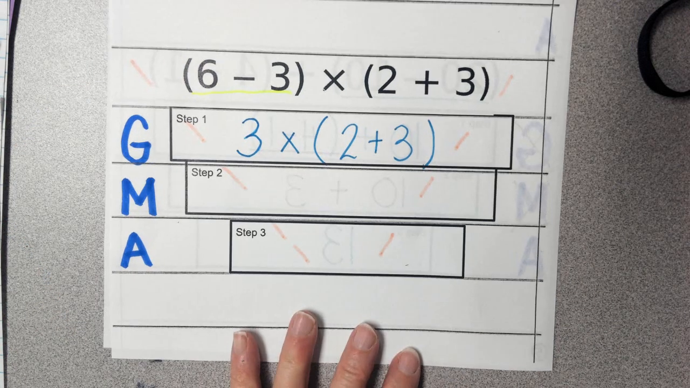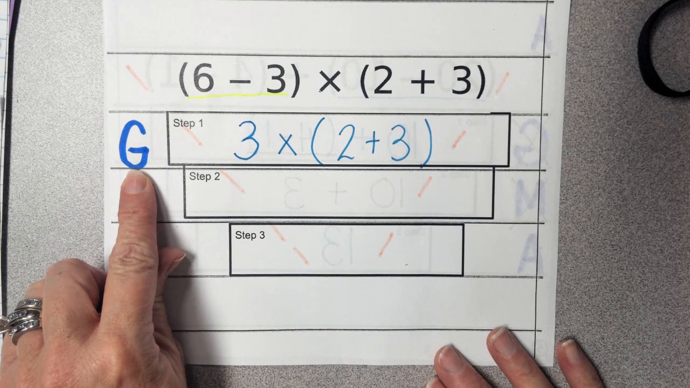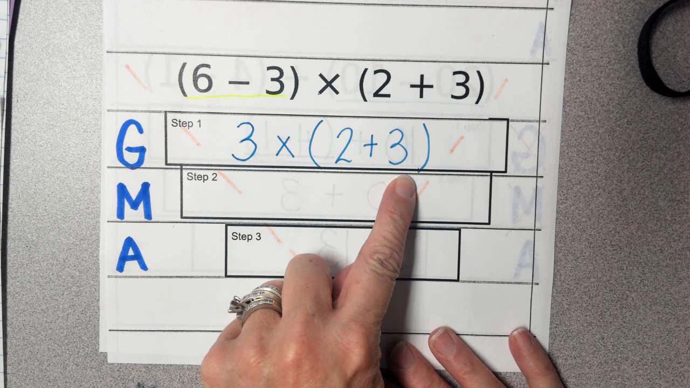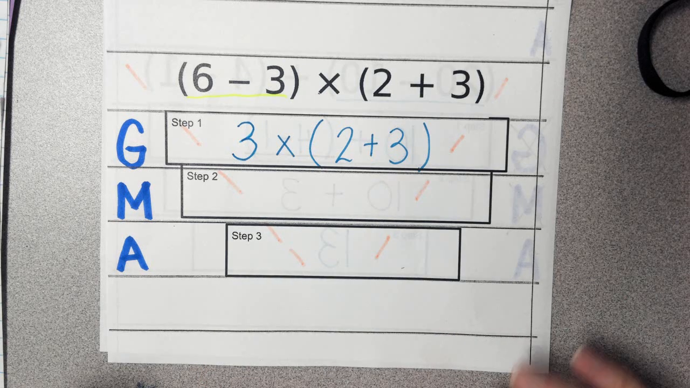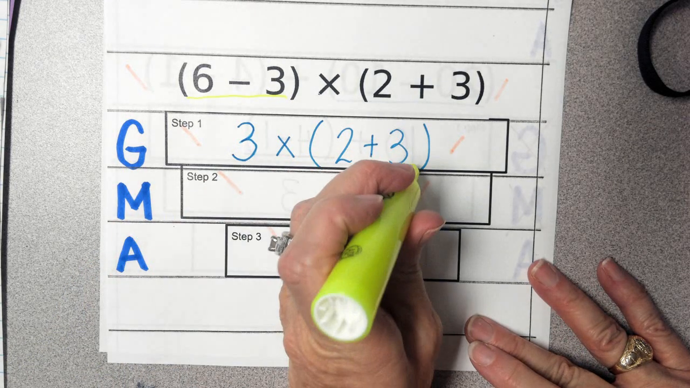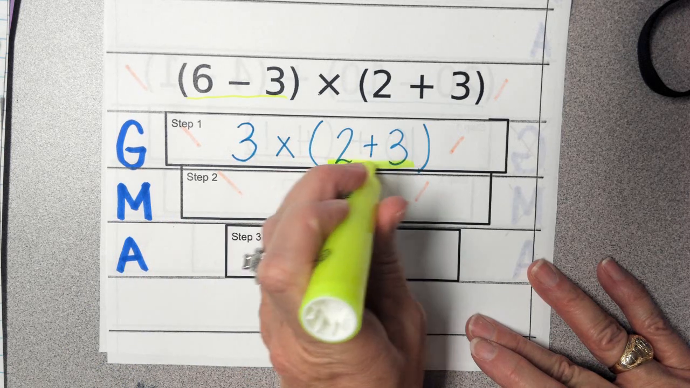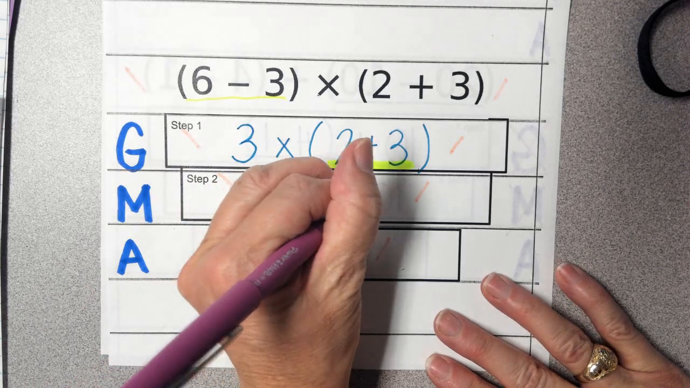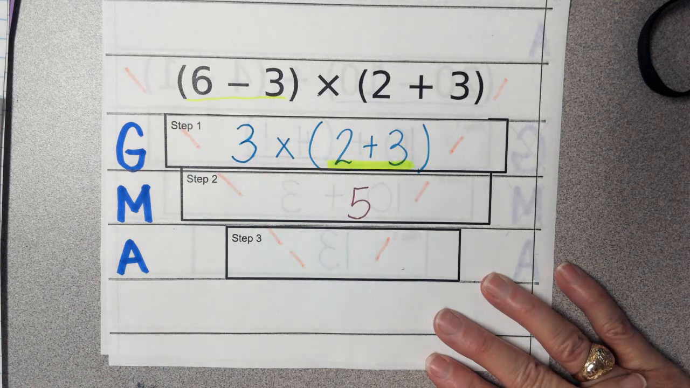Okay, so when I go back to my plan and I think about my grouping symbols, I still have some grouping symbols. So I'm going to take my highlighter again. I'm going to underline what's in the grouping symbol. And I see that I have 2 plus 3. So when I think to myself, what is 2 plus 3? I'm going to solve that piece, and it gives me 5. So I'm going to drop it down into place.